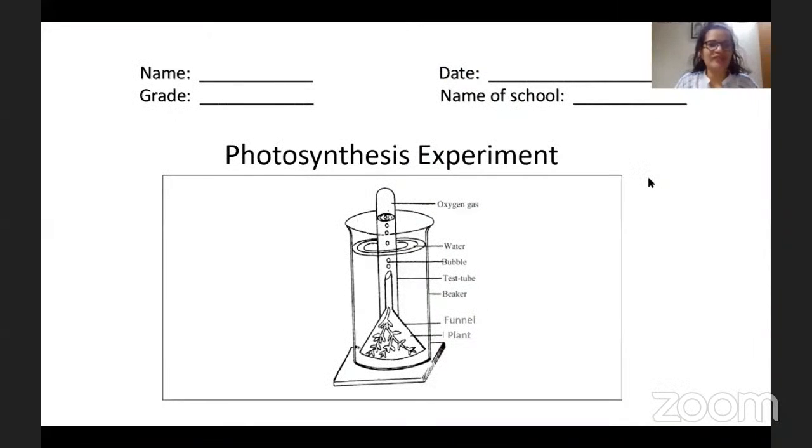Okay. So let's start with all the details that we need to fill. Write your name, today's date, what grade you are in, and name of the school. Yes, go ahead and do that. Good job. And also write the experiment we are performing. So write photosynthesis. Yes, let's do that quickly and then we'll go ahead.